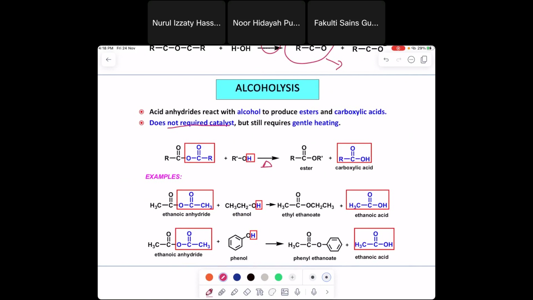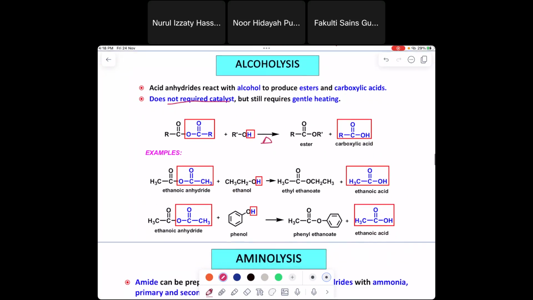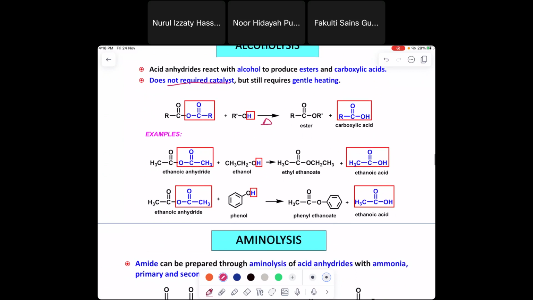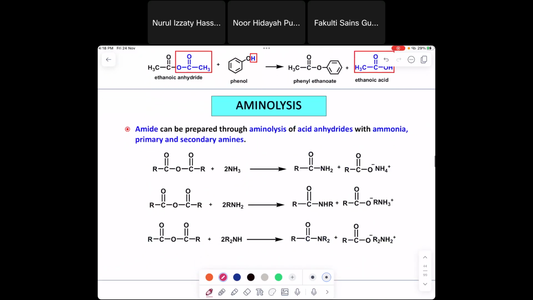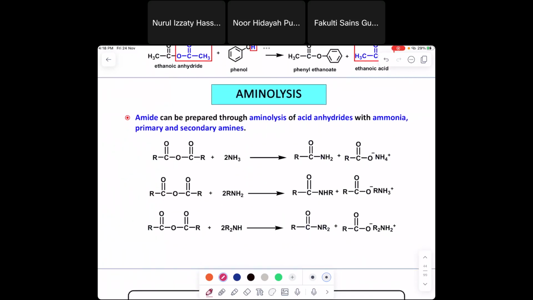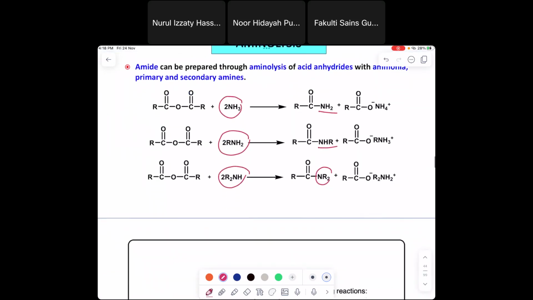So these are the example from the lecture kan. You can make your ethyl ethanoate, your phenyl ethanoate. And exactly again the same. Sebab tu kita panggil carboxylic acid derivative, and it undergoes the same reaction. Sama juga with an excess of ammonia, you get an amide. With primary amine, you get your secondary amide, and with secondary amine, you get a tertiary amide. Okay.